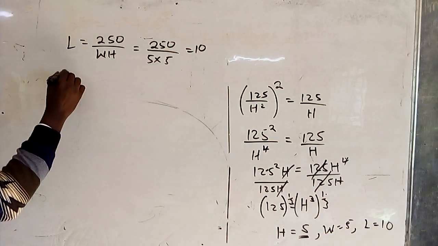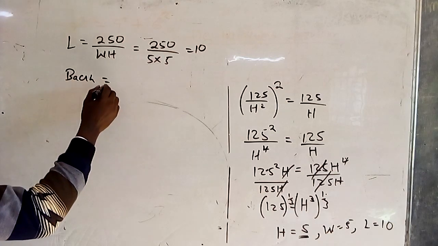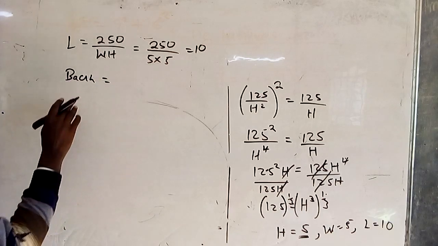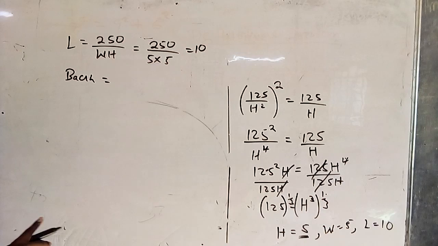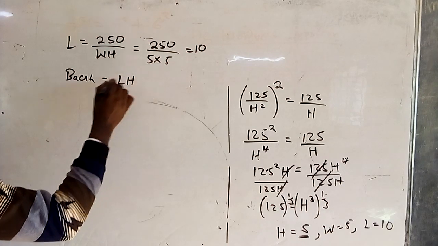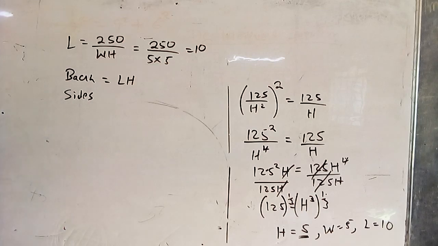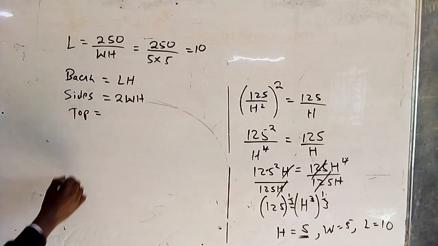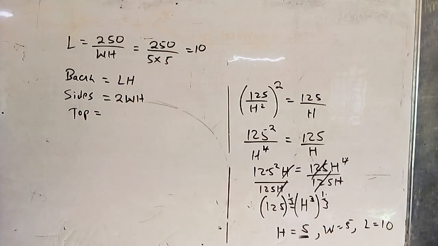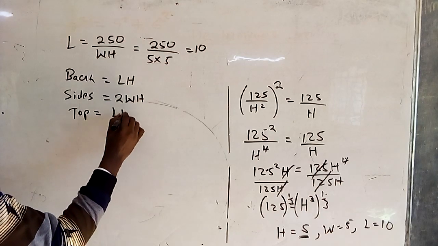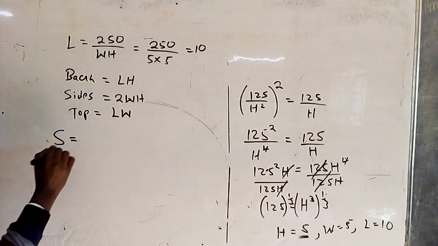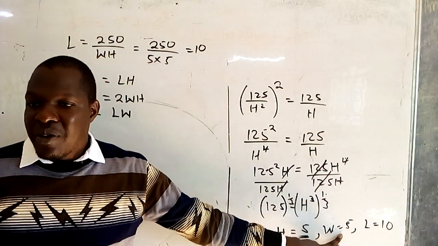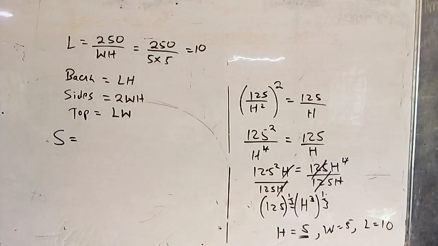Now after getting all the dimensions, height, width and length, we now need that minimum surface area, isn't it? So that minimum surface area, we were looking for the back which we found was L times H. See the back when we drew that diagram. The sides were 2, isn't it? The sides were width times height, and there were 2 of them. And we had the top, which was length times width, isn't it? So these are the surfaces which were covered. Meaning for the surface area to be minimum, height has to be 5, width has to be 5, length has to be 10. That is when the surface area will be minimum.